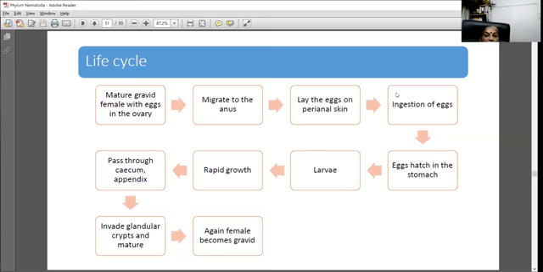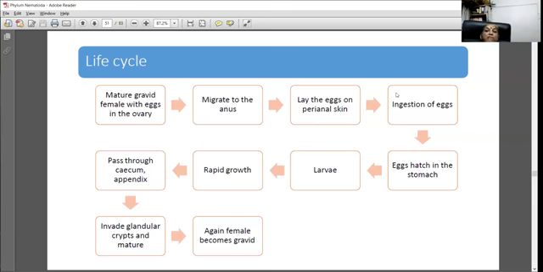Now, when the eggs are laid on the perianal skin, how do they reach out? They are ingested by the person. Here lies the effect of healthy living: whenever the children do not wash their hands after going to the toilet, they are contaminated by the eggs. Even the long nails of the patient can carry the eggs inside the nails. This is how the eggs reach the human being, or are ingested.